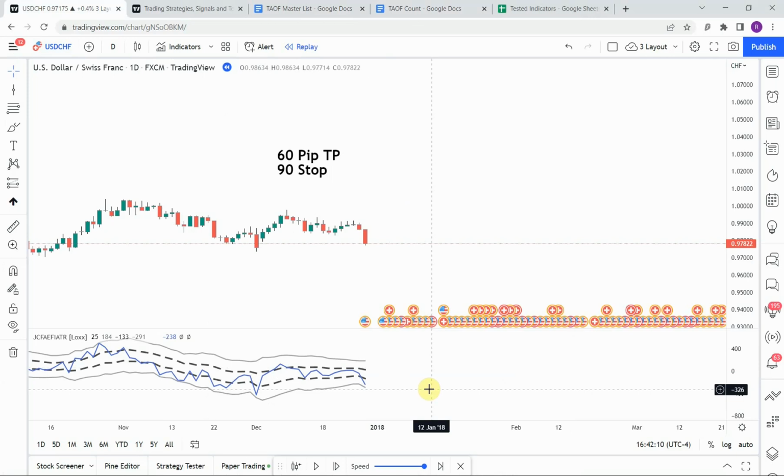Today we will be testing the Jurik CFB Adaptive Outer Force Index with ATR channels.